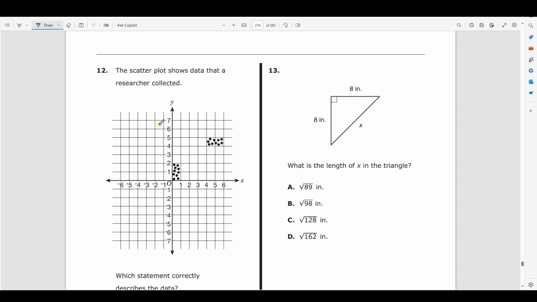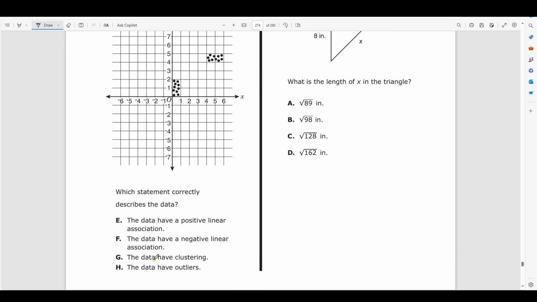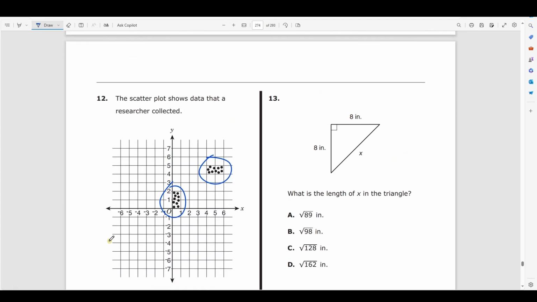Number 12 says the scatter plot shows data that a researcher collected. Which statement correctly describes the data? Here we have a bunch of points that are clustered here and here. So that means that the data have clustering. That's all. If the data had a positive linear association or a negative linear association, they would be going either up like this or down like this across the entire graph, right? That would be a positive or negative linear relationship, which would show a bunch of points that you could draw a straight line through.